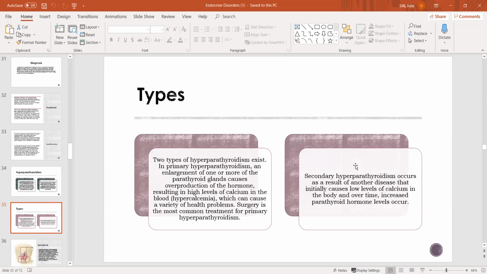All right, so there's 2 different kinds of hyperparathyroidism. You can have primary and secondary. Primary is an enlargement of one or more of the glands that causes this to happen. It causes you to produce too much of the hormone. And then secondary is going to be as a result of another disease. Maybe you had a tumor or something that was causing you to do this. That could be like a secondary thing.